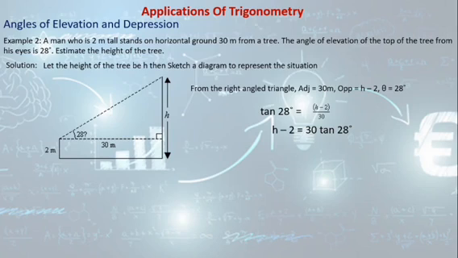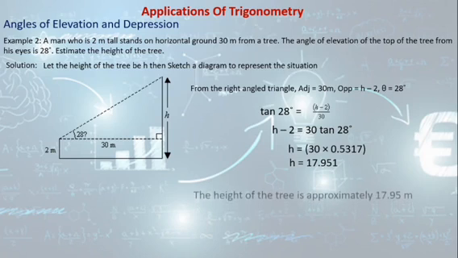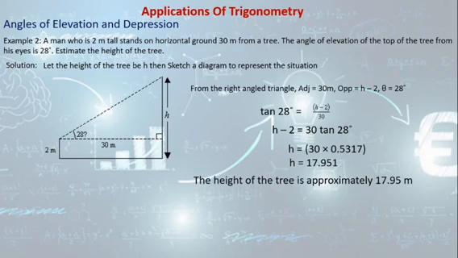and from here you can just solve it. You can find 30 tan 28 degrees, and then you move 2 to the other side and add to the answer. And I'm just going to do all of that together. So final answer, h will be equal to 17.951. If you had your 30 tan 28 degrees, you would have gotten 15.951. So you move 2 to the other side, and that gives you 17.951. So it means that the height of the tree is approximately 17.95 meters. That's correcting it to 2 decimal places.